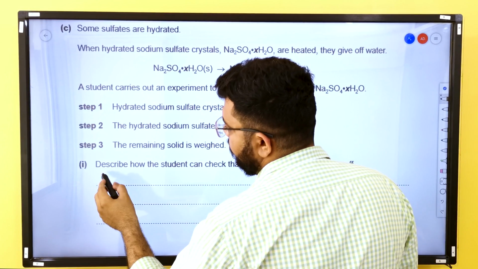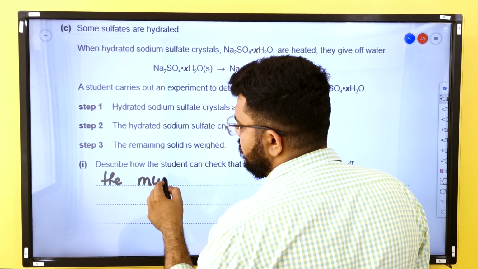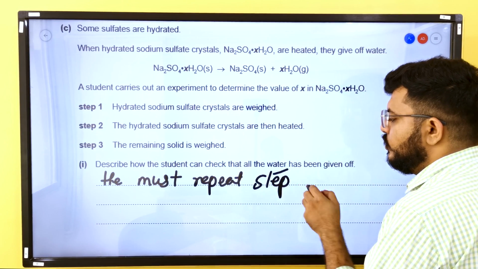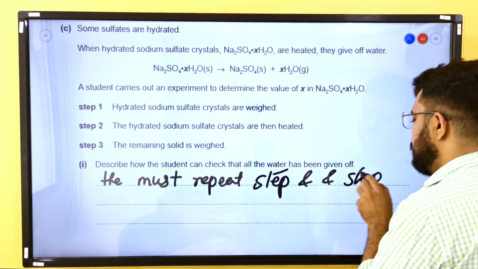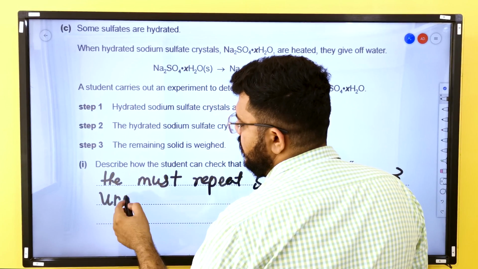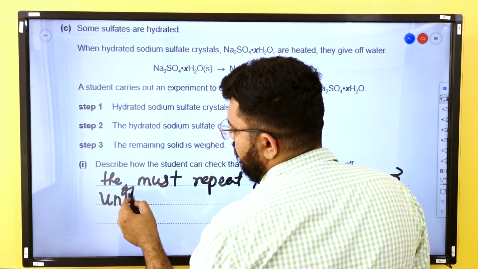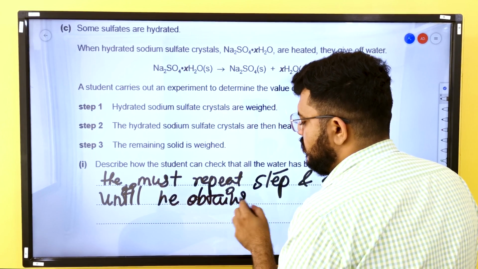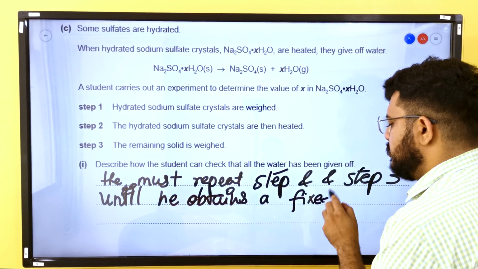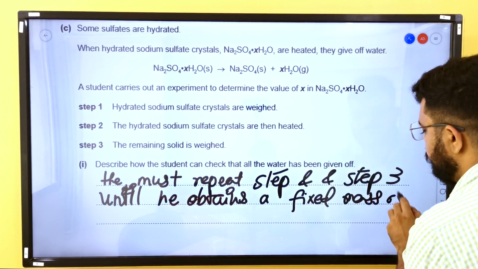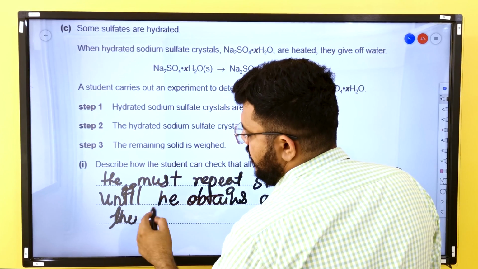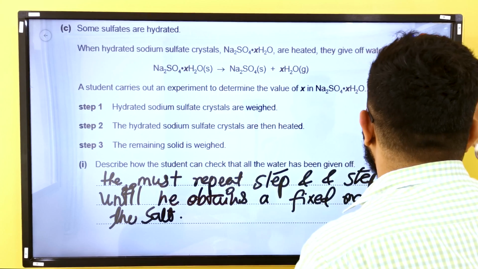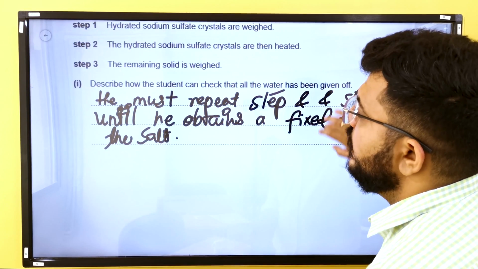So what will your answer be? Your answer will be, he must repeat step 2 and step 3 until he obtains a fixed mass of the salt, right? When will he obtain fixed mass? When all of the water is evaporated out of this, right?